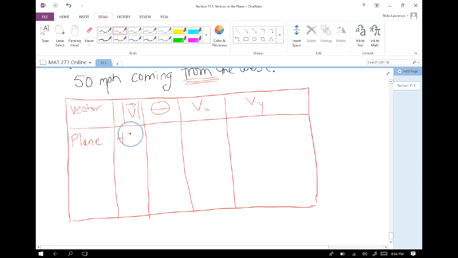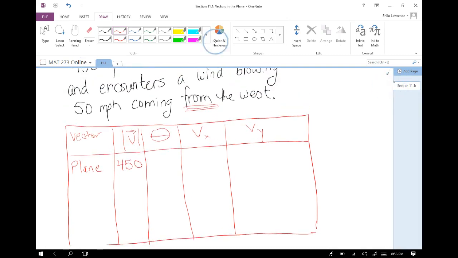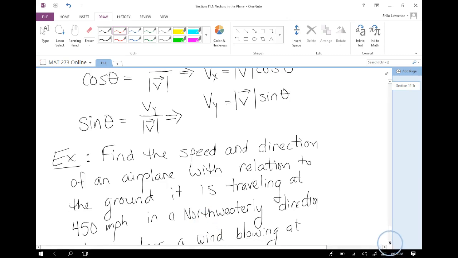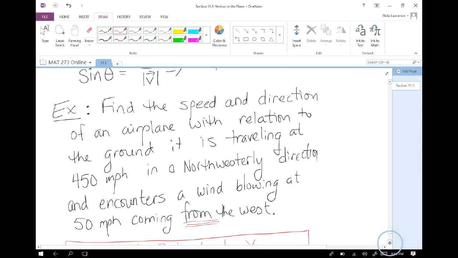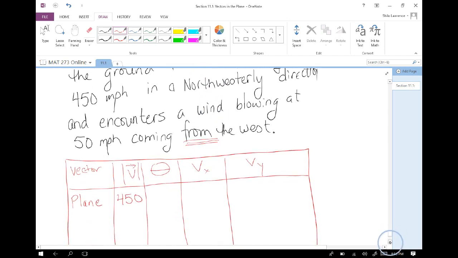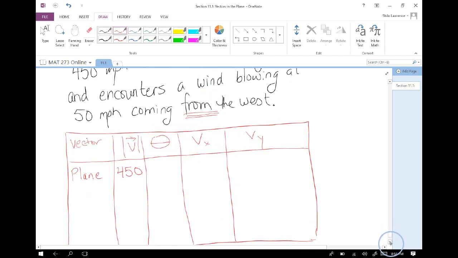Its magnitude is 450 miles per hour, and we are told that it is traveling in a northwesterly direction. So north is up and west is left. So if you go equally up and left, that's going to put you 45 degrees into quadrant 2. And 45 degrees into quadrant 2 is 135 degrees.